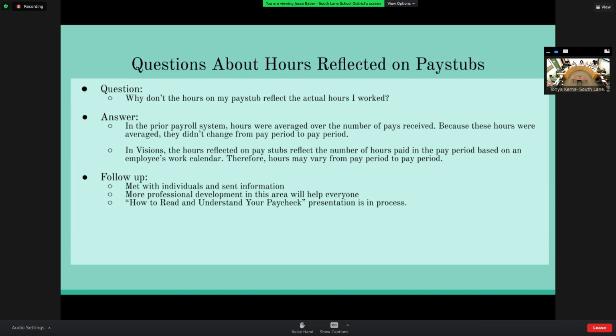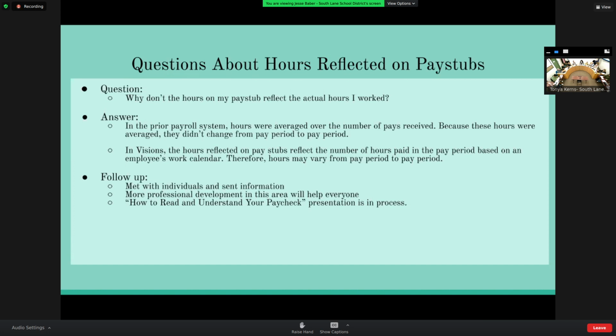In the new system, it also averages, but it looks at the person's calendar and uses the hours in their calendar. So the hours will change because the pay period sometimes has more days in it than others, depending on the person's calendar. There are also non-contract days in the calendar, days that the employee does not get paid. So the bottom line is you can't look at your hours on the paycheck and multiply it by your rate, because it's not a per hour basis of pay. It's an averaged or salary basis.